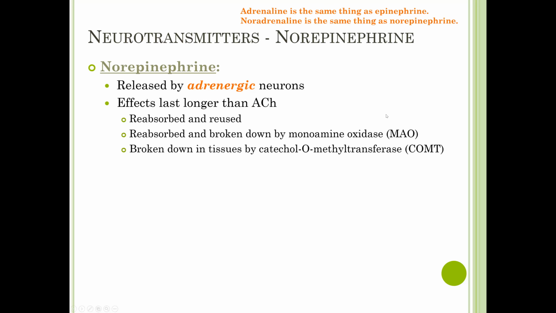The effects of norepinephrine last longer than acetylcholine. Norepinephrine can be reabsorbed and reused by the neurons that release it. It can also be reabsorbed and broken down by an enzyme called monoamine oxidase, or MAO. It can also be broken down in tissues by catechol-O-methyltransferase, or COMT.